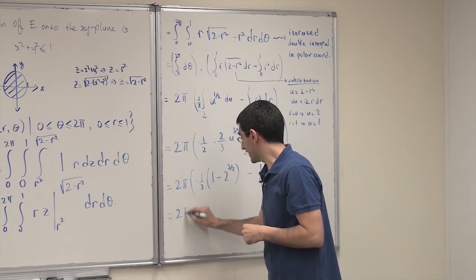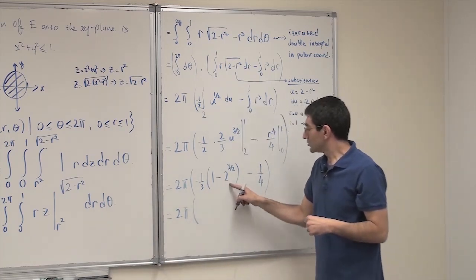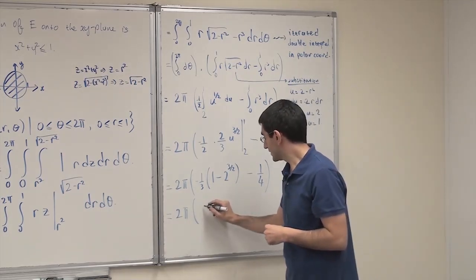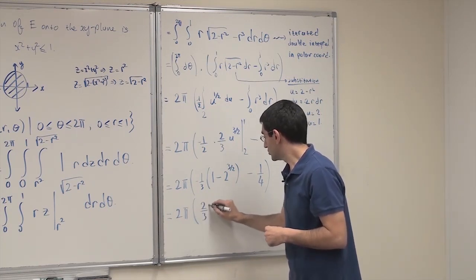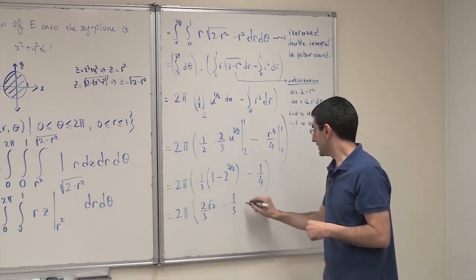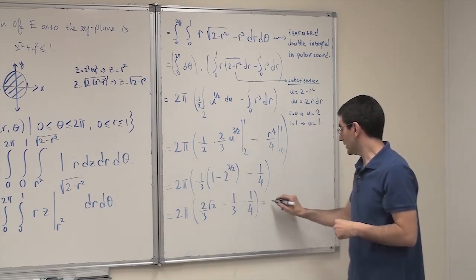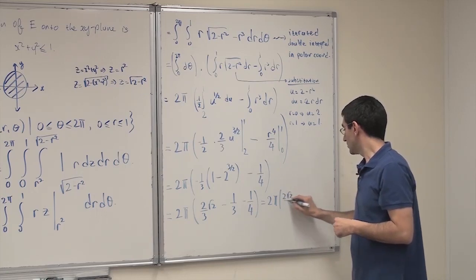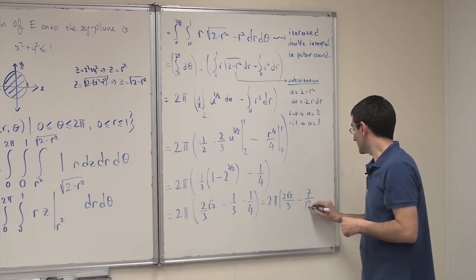Now, the rest is simplification. It's 2 pi. 2 to the power 3 over 2 is bigger than 1. So, this is going to leave us with 2 over 3 root 2, and then minus 1 over 3 and minus 1 over 4. And this simplifies to 2 pi times 2 root 2 over 3 minus 7 over 12.